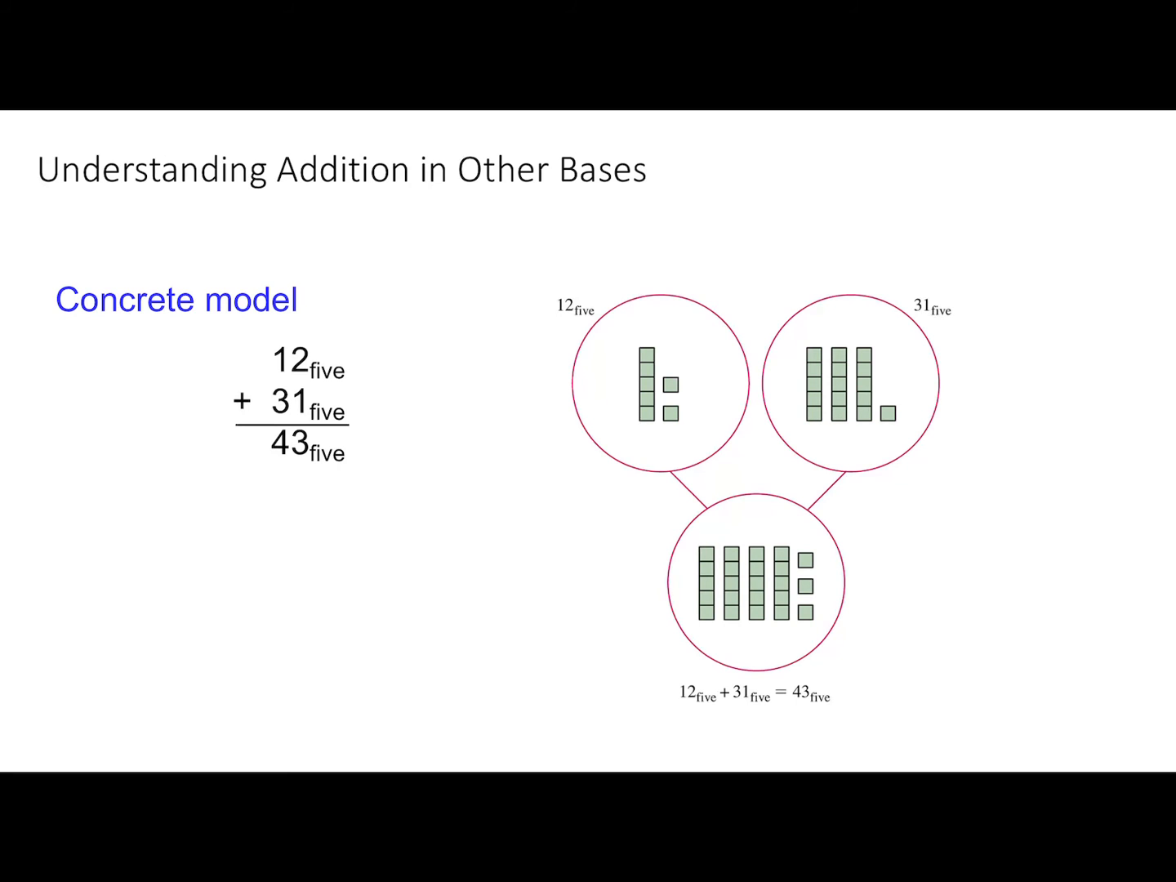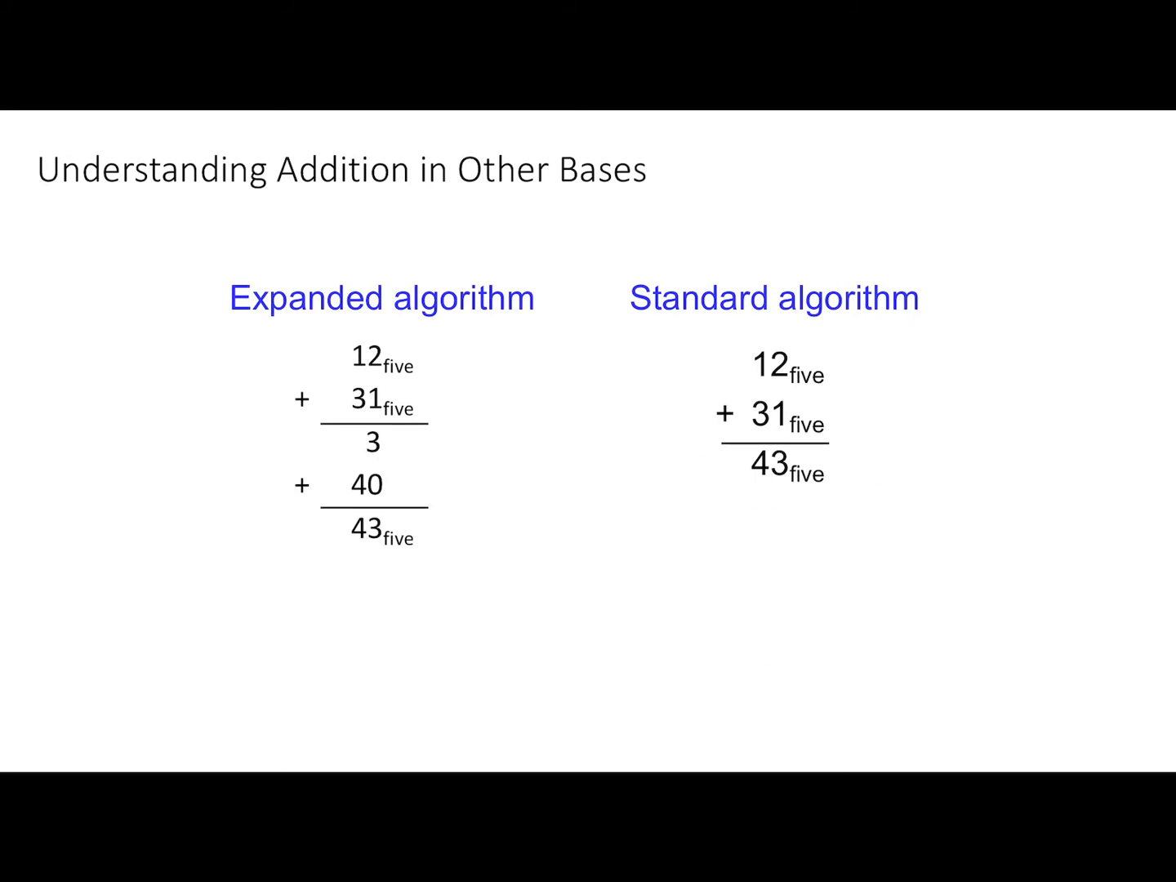Here's my concrete model, so you might want to pull out some base 5 blocks or draw pictures just like this. If I want to add 1, 2 plus 3, 1 base 5, that's 1 long and 2 ones plus 3 longs and 1 one. In this case, I don't need to regroup anything, right? So I'm left with 4, 3 base 5.